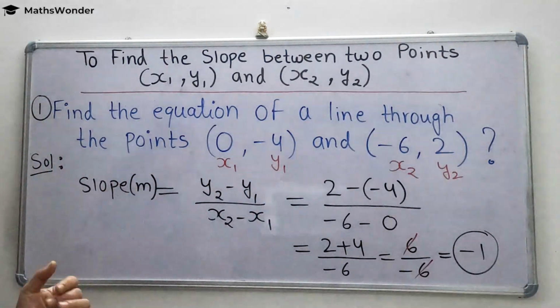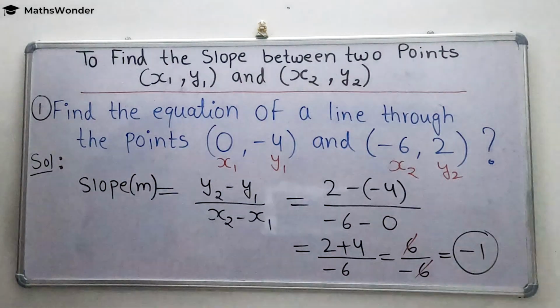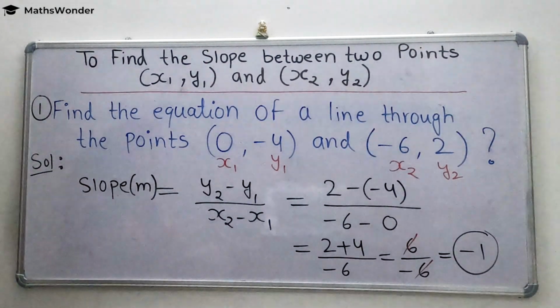I already told you vertical lines do not have slopes. Okay, vertical lines do not have slopes. Only horizontal lines have a slope. Okay, the slope of any line that goes up as you move from left to right is positive.